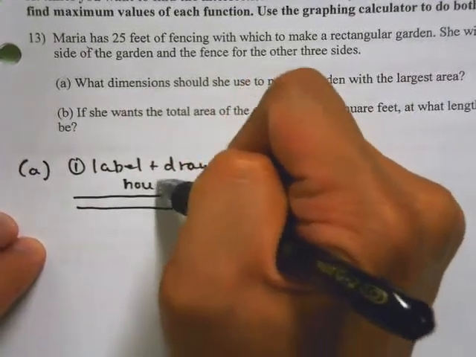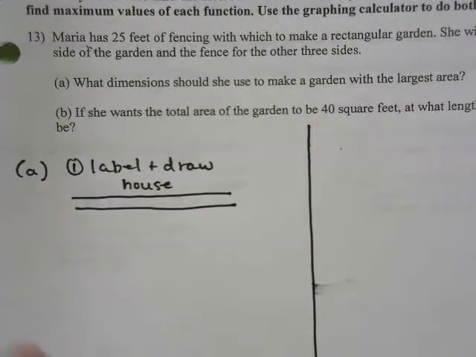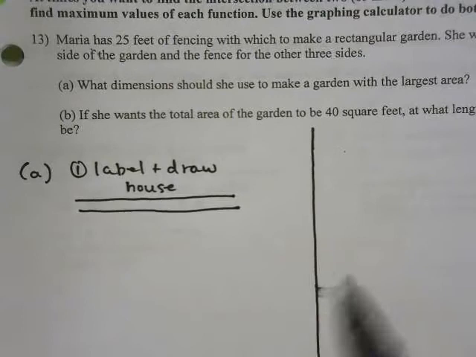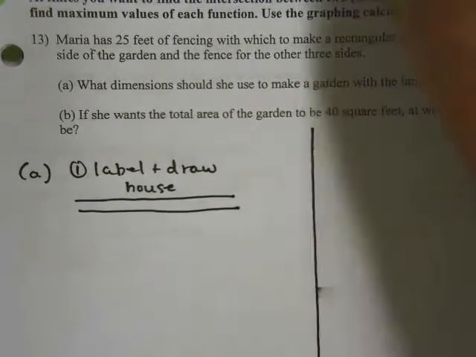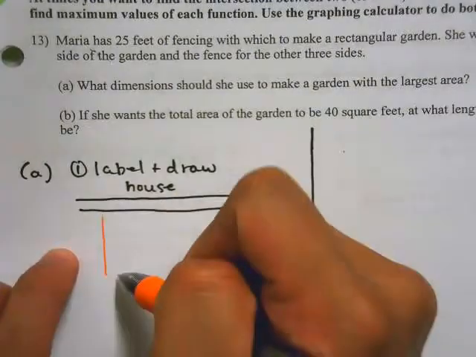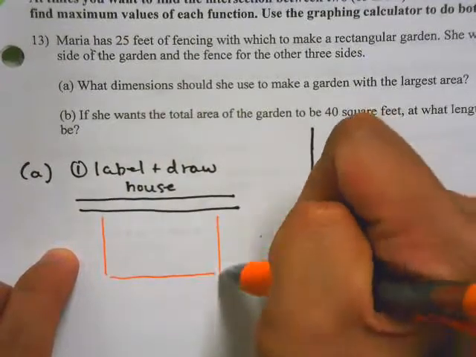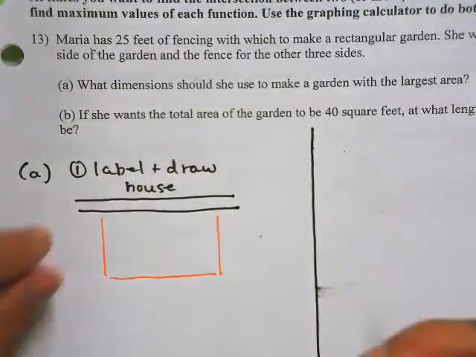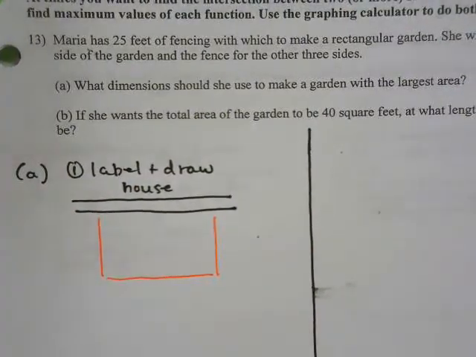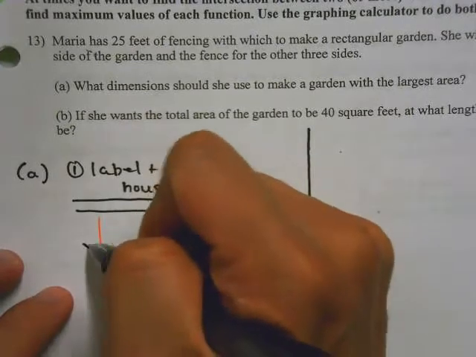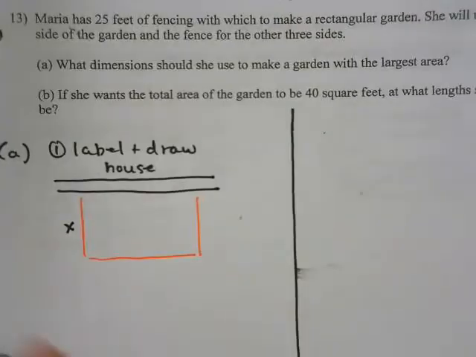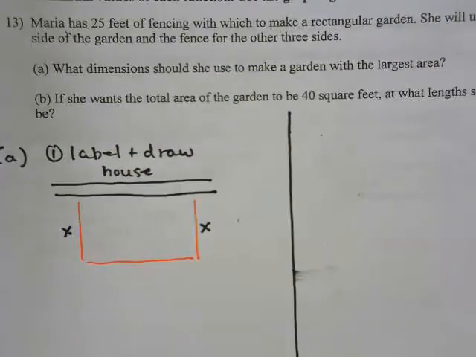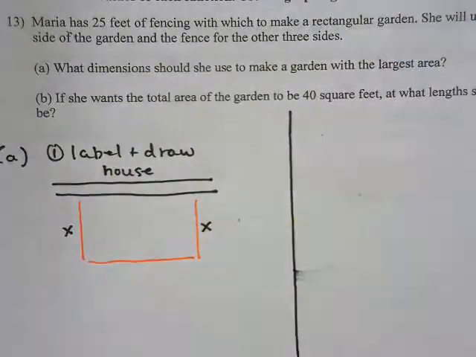So here's one side of the house, and because in the second sentence she said she will use her house as one side of the garden, that means the other three sides will be using the fence that she has purchased. We don't know how long this is because we are not told. Because this is an unknown, let's make that your x. And because this is a rectangle, let's also make this your other x. We do know that she's going to be using 25 feet of fencing.